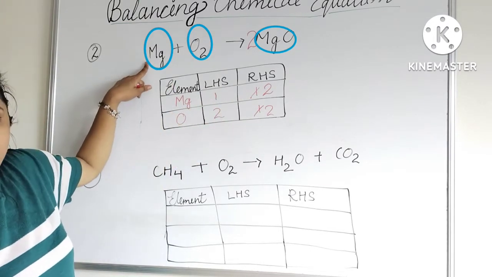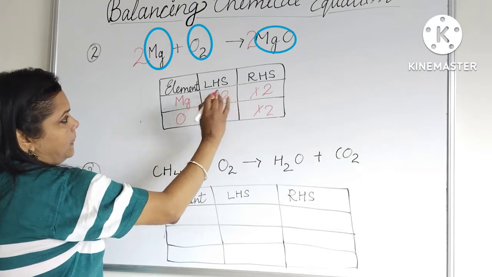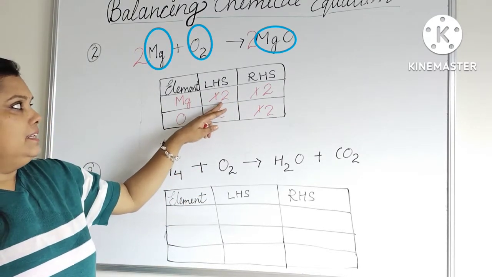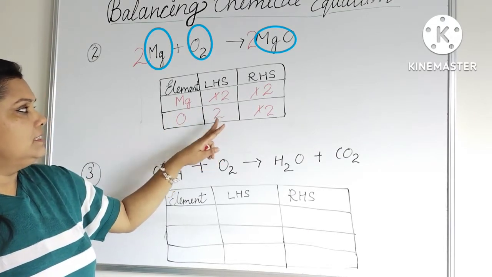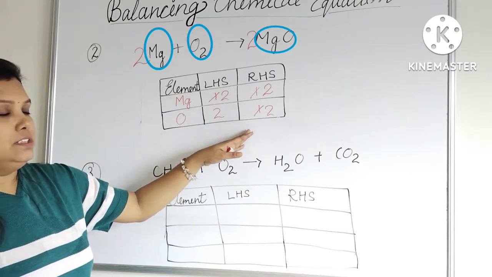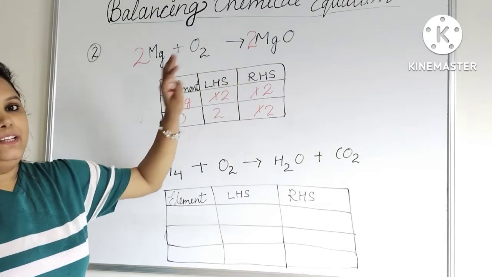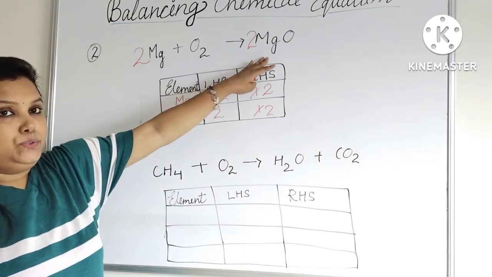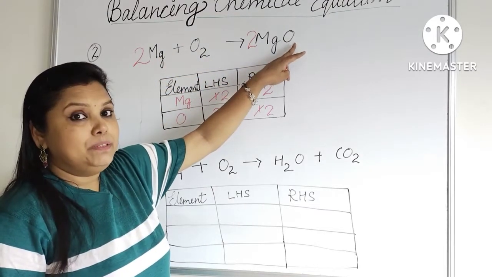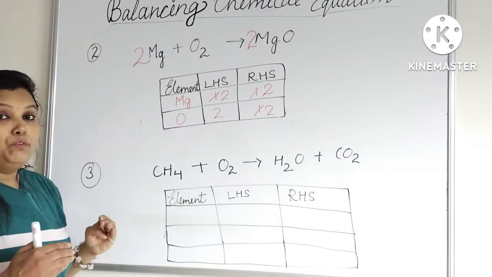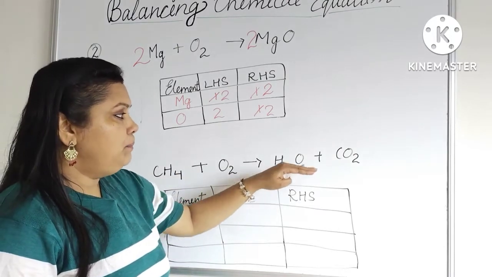So we will change the reactant side and we will write here 2, so that on both sides, that means the LHS and RHS, it is 2. 2 atoms of oxygen are there in the LHS and 2 atoms of oxygen are there in the RHS also. That means it is our balanced chemical equation. 2 Mg, 2 Mg, 2 oxygen atoms and 2 ones are 2, that means 2 oxygen atoms. Now moving to the next equation, CH4 plus O2 gives H2O plus CO2.